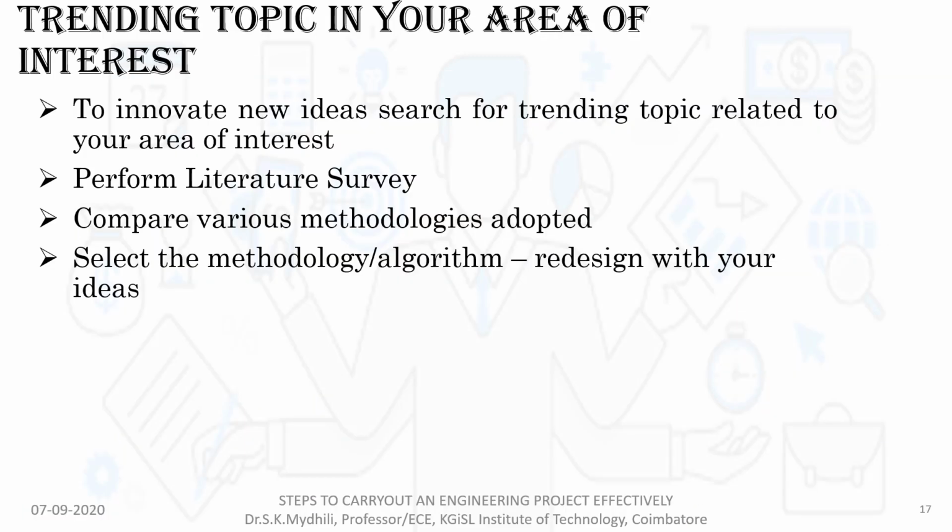Next comes the trending topic in your area of interest. How are you going to select the topic for your project? So now I could streamline what the trending topic is in your particular area of interest. To innovate new ideas, search for trending topics related to your area of interest. Perform the literature survey on the same, compare various methodologies adopted, and select the methodology or algorithm, and redesign it with your ideas.